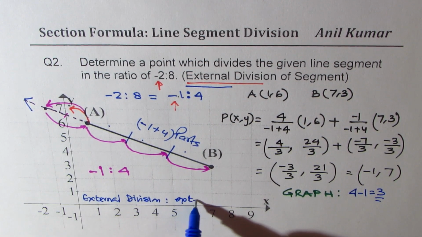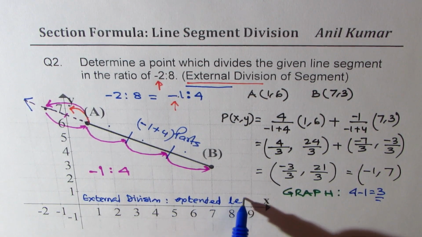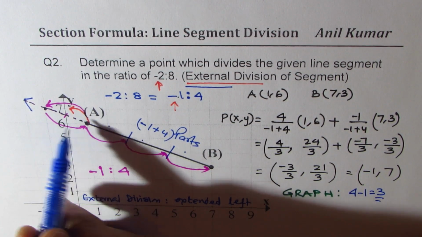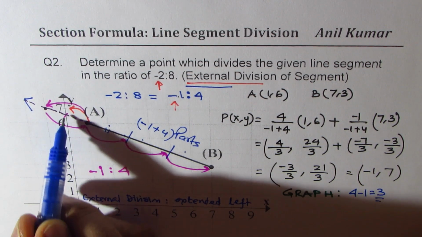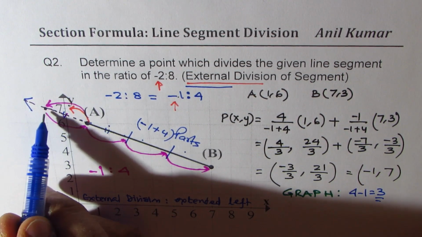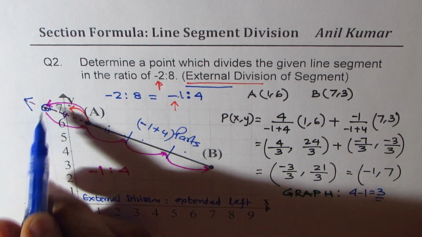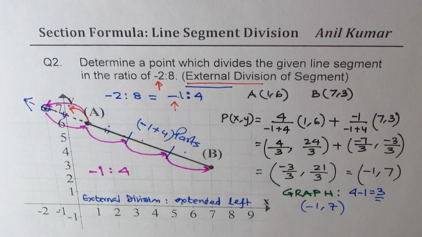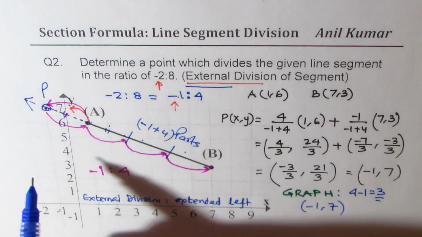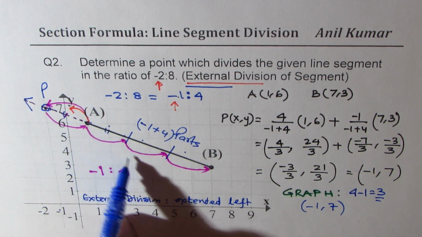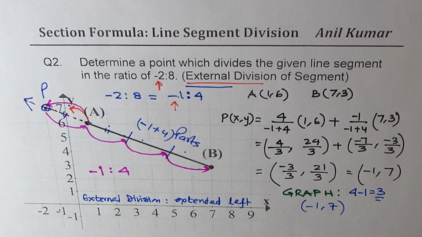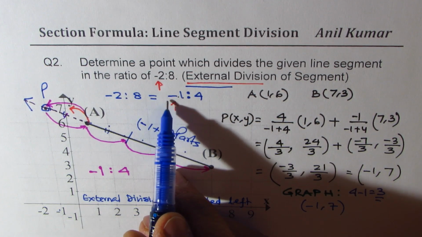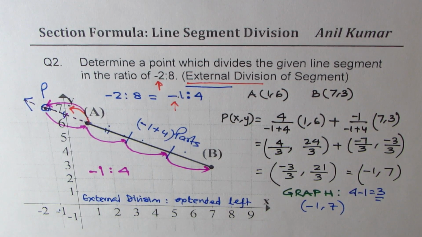So it is extended left by 1 unit. So go back same length. Do you see that part? Go back same length. You reach this point which is minus 1, 7. So we get the point minus 1, 7 as you go back 1 unit. So you get your point P, and from there you can see B is 4 units to the right. Moving right means positive, moving left means negative. You get an idea. So that is how we actually divide our segment into a given ratio.